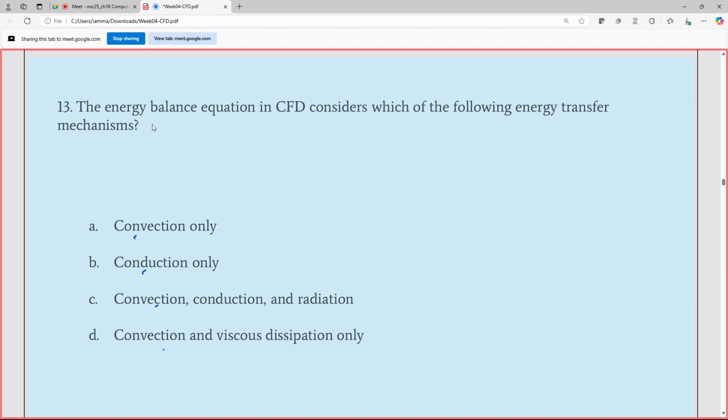So our energy balance equation in CFD captures all the three modes of heat transfer or energy transfer, that is convection, conduction and radiation. So our answer is option C.